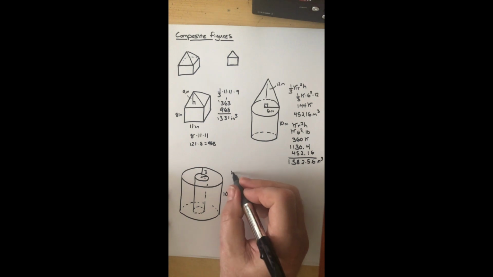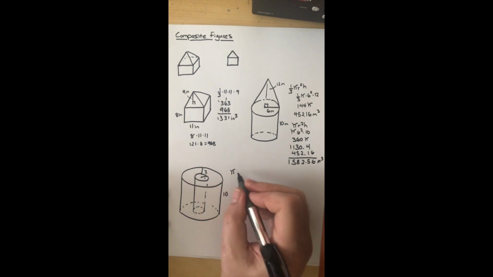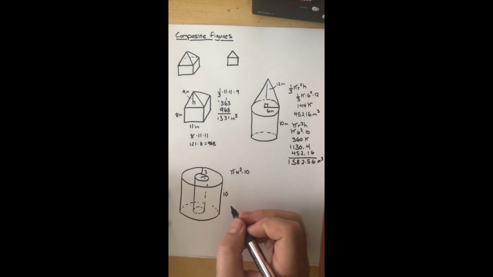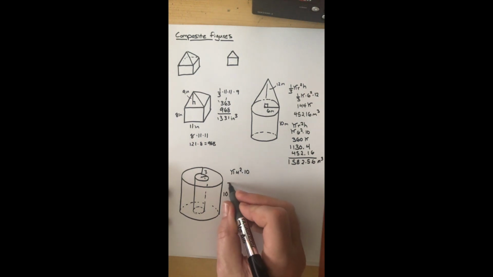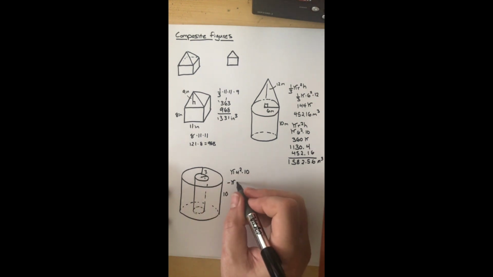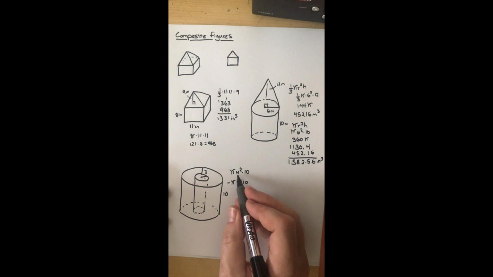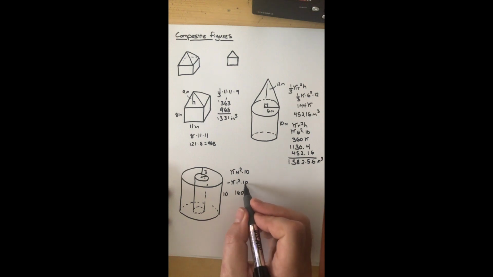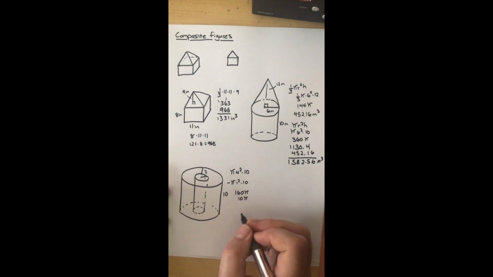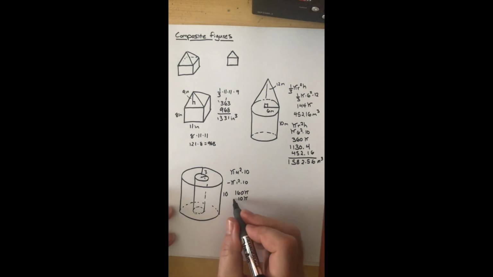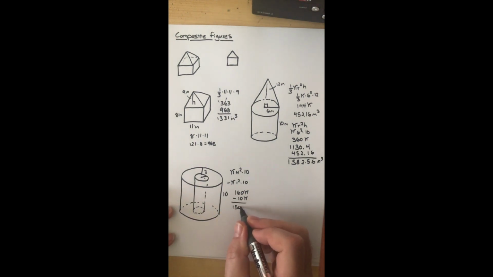So it's going to be pi times the radius of 4 squared times the height of 10. And now we're going to be taking away a radius of 1 squared times 10. So this is going to be 16 times 10, so 160 pi. Now this is kind of fun, watch this. This is 1 times 10. Is this possible? It's just going to be 10 pi. We're going to subtract those and get 150 pi.